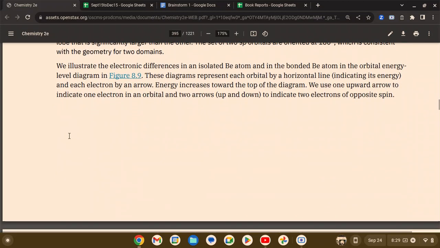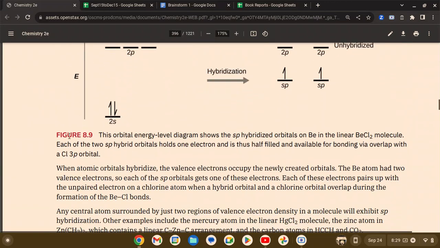We illustrate the electronic differences in an isolated beryllium atom and in the bonded beryllium atom in the orbital energy level diagram in figure 8.9. These diagrams represent each orbital by a horizontal line indicating its energy, and each electron by an arrow. Energy increases toward the top of the diagram. We use one upward arrow to indicate one electron in an orbital and two arrows up and down to indicate two electrons of opposite spin.